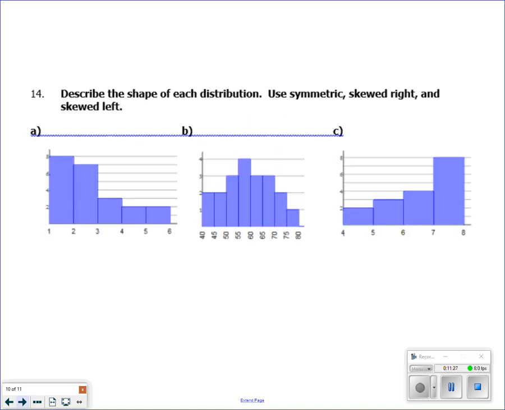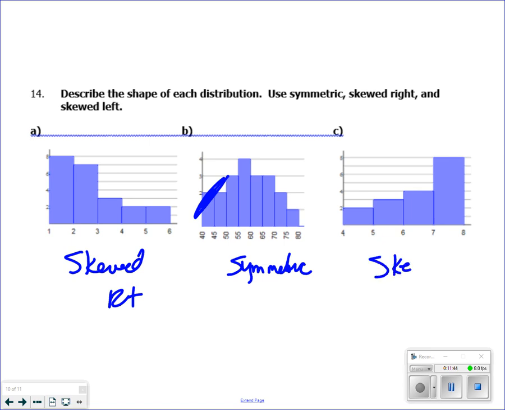Describe the shape again. Symmetric, skewed. This one's definitely the left, so it is skewed to the right. Next one is fairly symmetrical. I know some of you might argue about the one on the right here not being downward, but I'm going to consider that symmetrical. And this one definitely is skewed to the left.